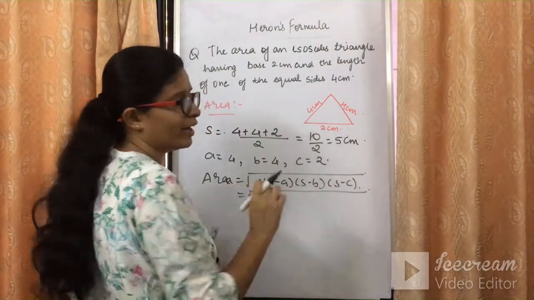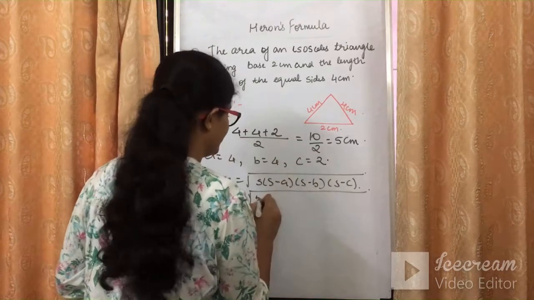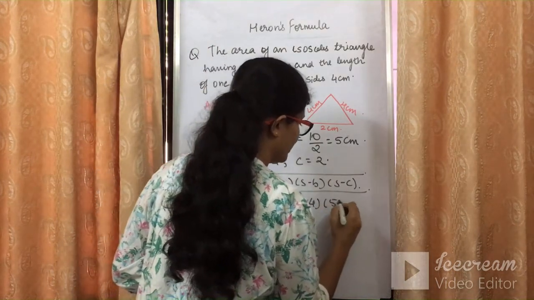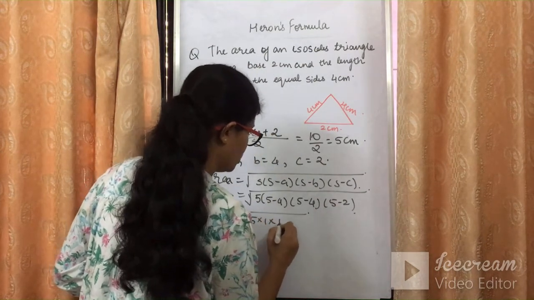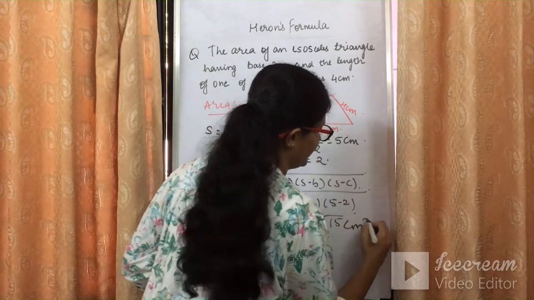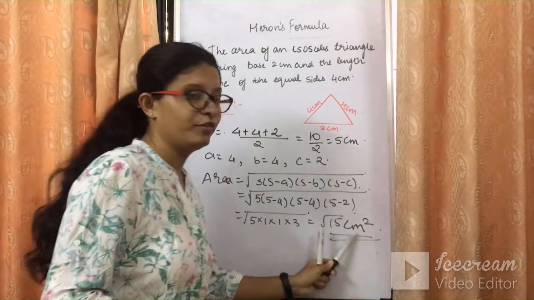क्योंकि यहाँ पे जब मैं फॉर्मूला लिख रही हूँ, एक बार फॉर्मूला याद हो गया तो फॉर्मूला माइंड में ही बना सकते हैं. 5 minus 4, 5 minus 4, 5 minus 2. So you will get 5 into 1 into 1 into 3. So answer comes out to be root 15 centimeter square. Keep in mind the units which we have.